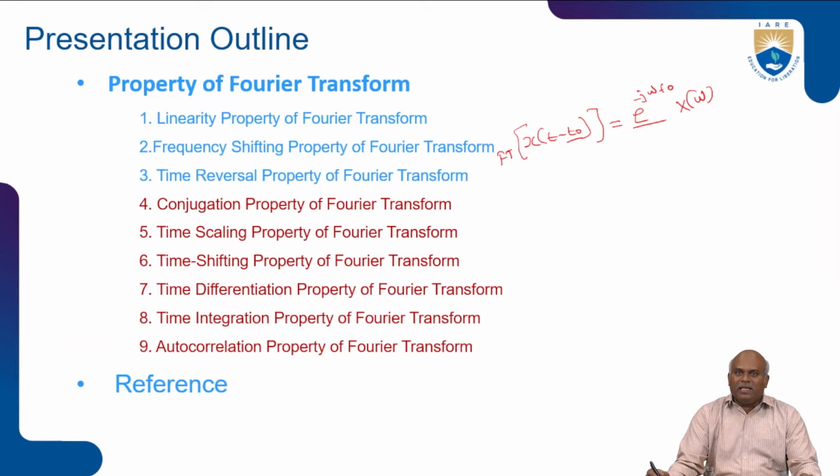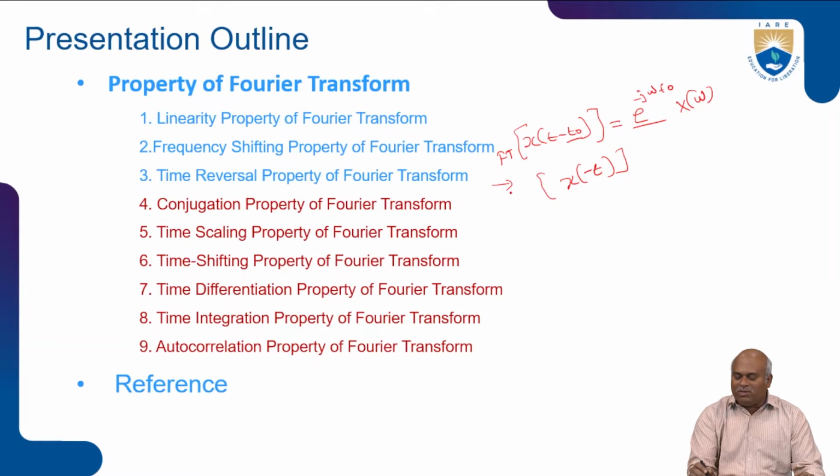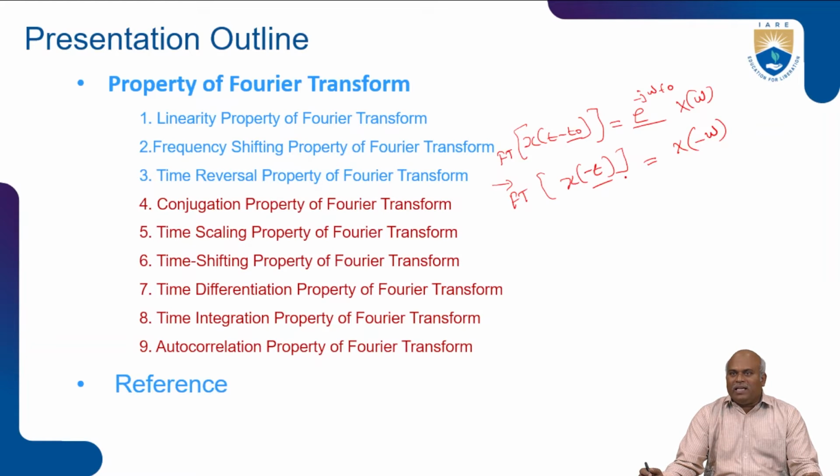Next we studied the time reversal property of the Fourier transform. If you change the time in the input side, for example x of minus t, then the Fourier transform of the signal is X of minus omega. So when the time is reversed in the input side, the frequency spectrum in the output side also reverses. These three properties we studied in the last session.